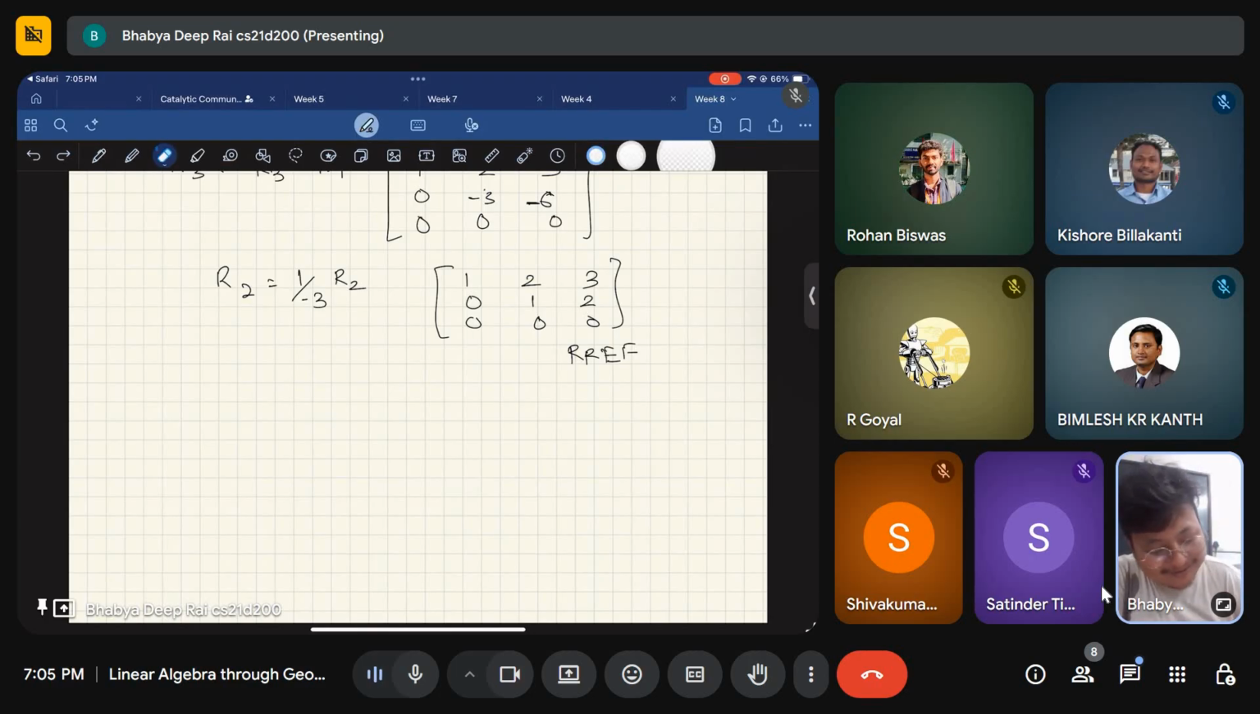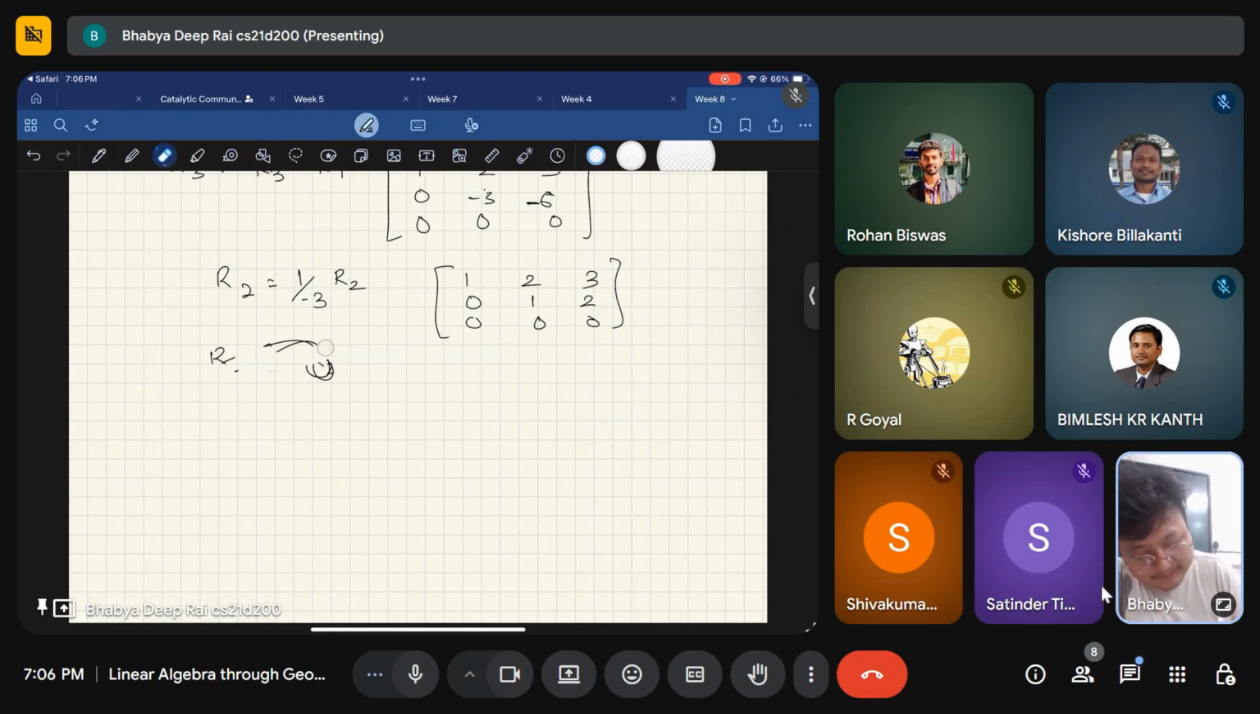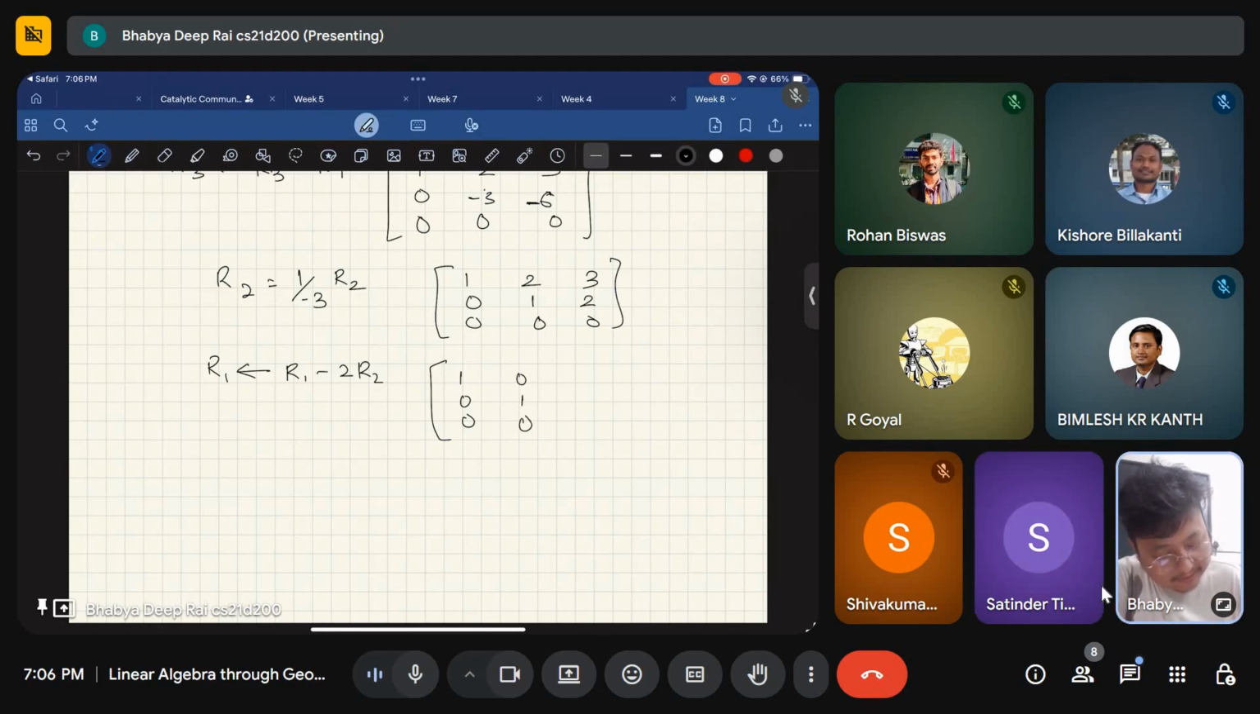That's correct. So to do that, we just need to do R2. We will change R1. Yeah, we need to change R1. So we will do R1 minus 2 times R2. Yeah, that's correct. Good. So first row comes out to be 1 0 minus 1. That's correct. Good. Thanks. Okay. And now it is in reduced row echelon form, right?